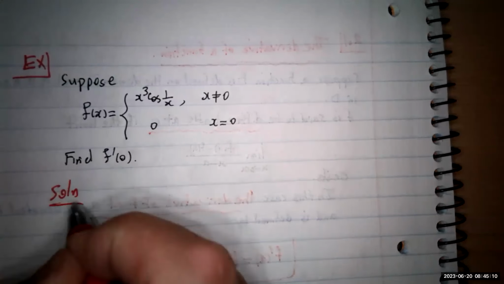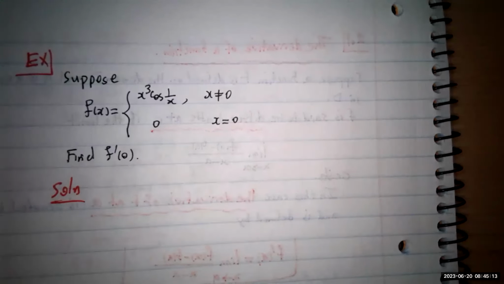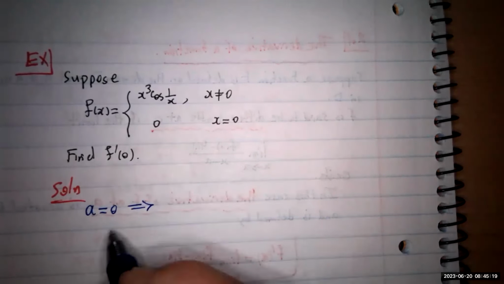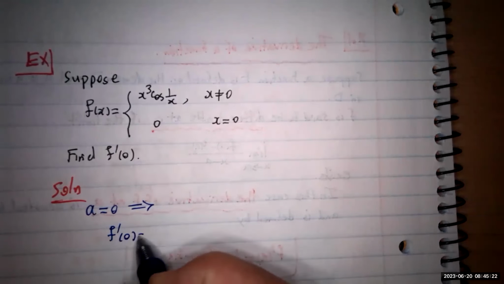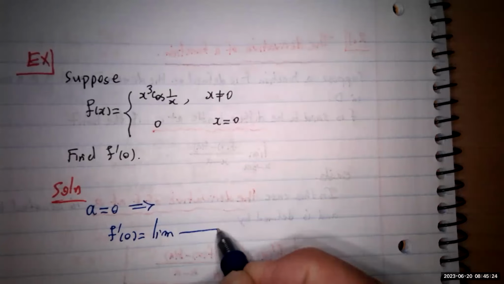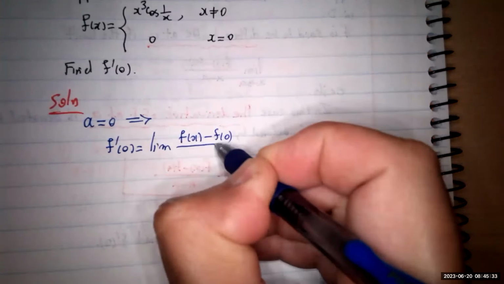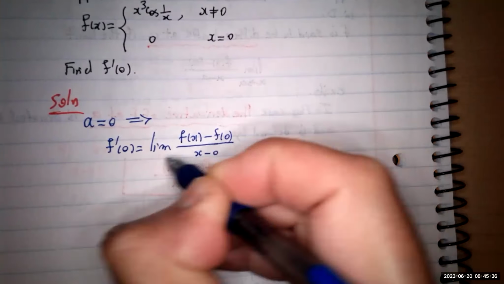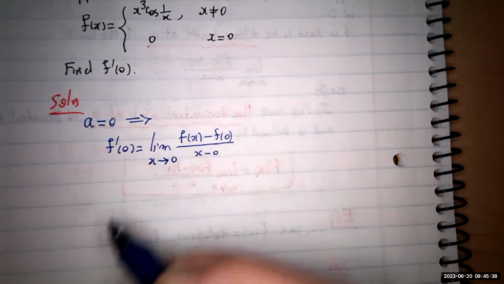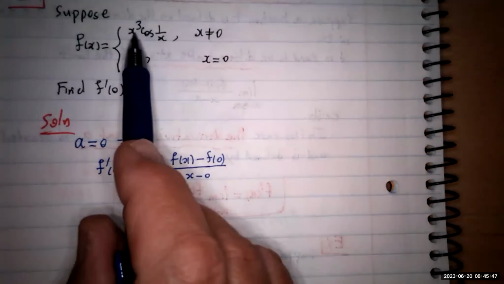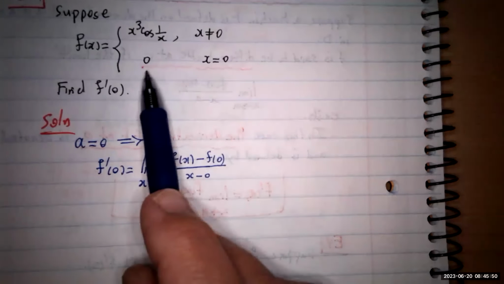As soon as you write the definition, this will be a familiar limit. Let's see what the definition is for a equal to 0. So f prime of 0 is equal to the limit of, just the slope, y2 minus y1, which is f of x minus f of a, which is f of 0, divided by x minus 0. Rise over run, it's the same thing. x goes to 0. Now substitute. x goes to 0 means x is not equal to 0, so your function is this one. f of 0 is 0.